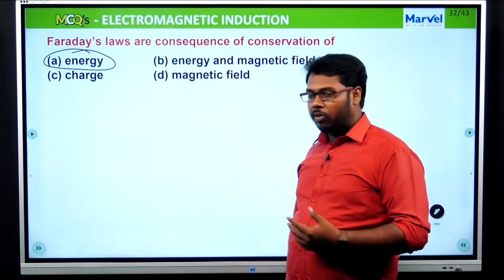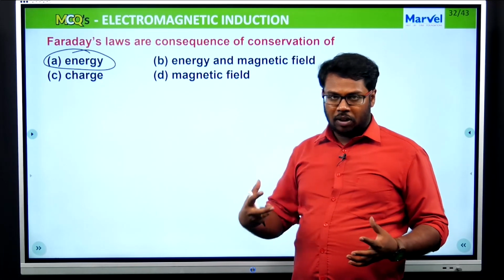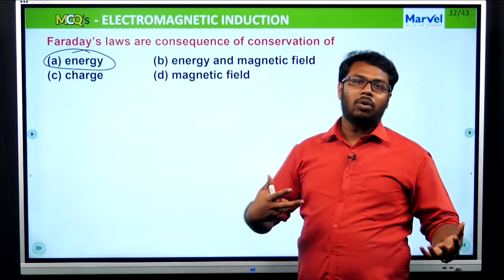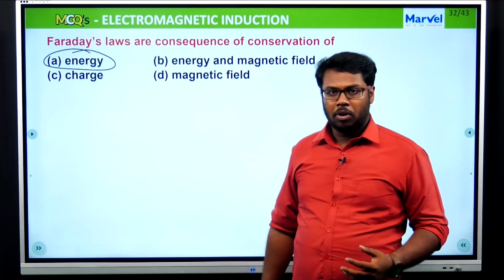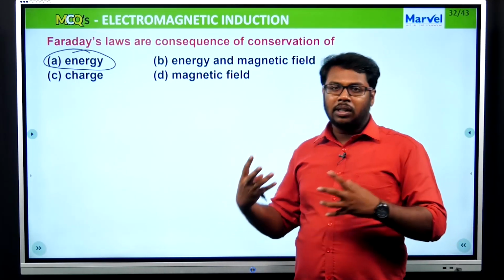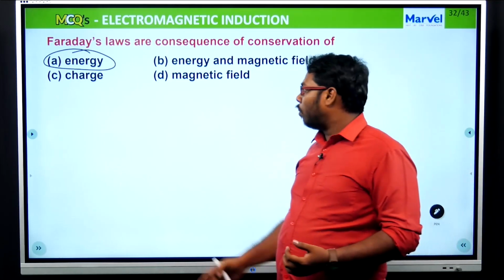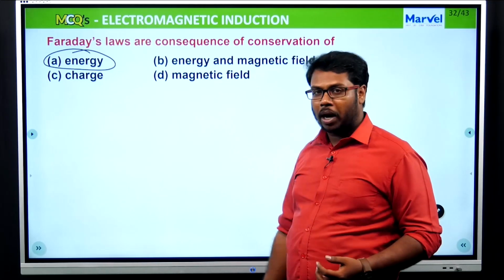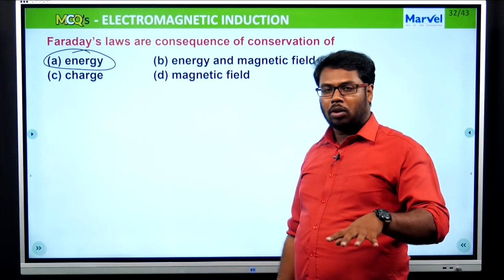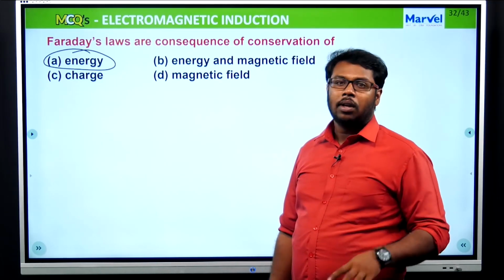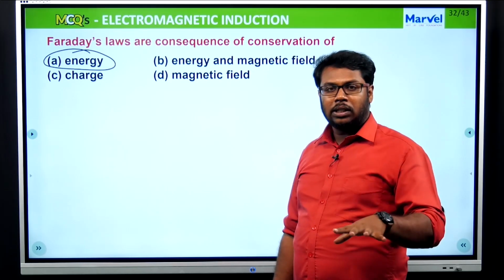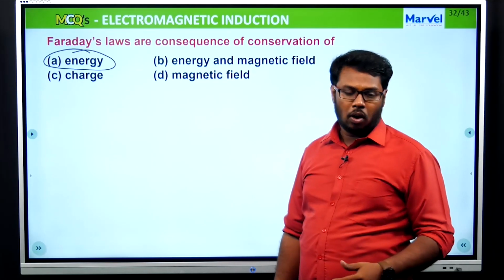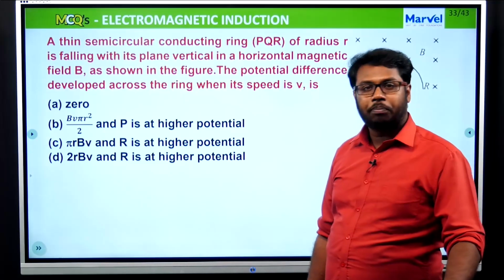That is what is Faraday's law. When the magnetic flux linked with the coil changes, then that gets converted to the EMF. So one form of energy gets converted to the other form. It is not the conservation of charge, it is not the conservation of magnetic field. It is based on the law of conservation of energy. Only because of that, the change in the magnetic flux linked with the coil produces an EMF in that coil. Okay, now the next one.